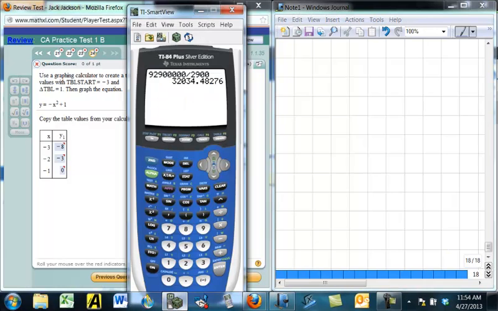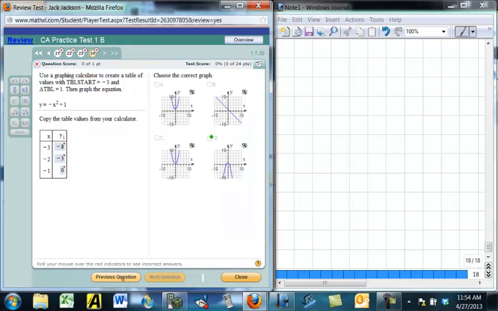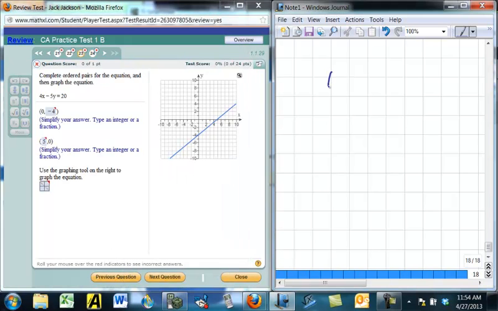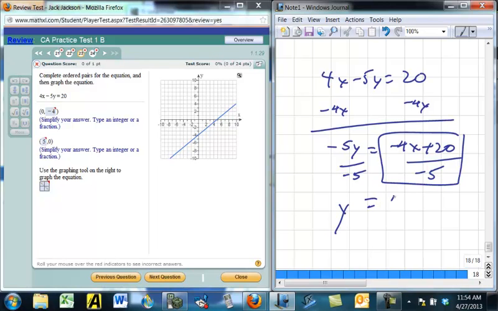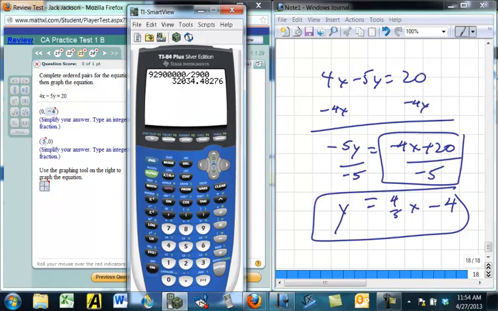Or, remember we got our calculator, right? So let's go back to our calculator. We've got 4x minus 5y equals 20. Now, to put this in the calculator, it needs to be y equals. So we need to solve for y by subtracting 4x from both sides. And then divide both sides by -5. So I could actually leave it like this, or I'm going to distribute and write it as 4/5 x minus 4.